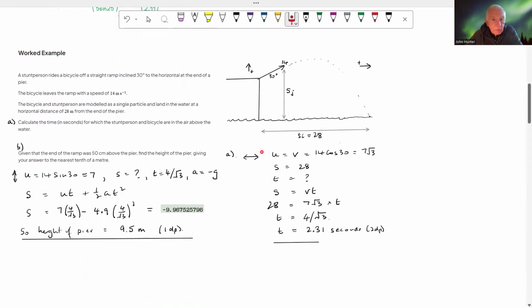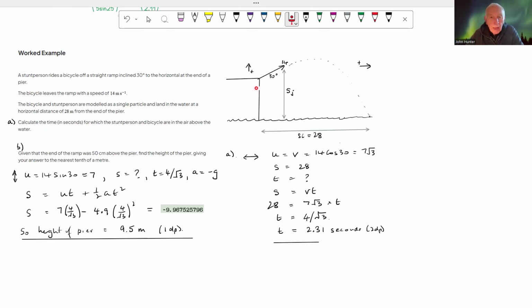Let's have a look at this example here. A stunt person rides a bicycle off a straight ramp inclined at 30 degrees to the horizontal at the end of a pier. The bicycle leaves the ramp with a speed of 14 meters per second, and the bicycle and person are modeled as a single particle and land in the water at a horizontal distance of 28 meters from the end of the pier. Part A: calculate the time in seconds for which the particle is in the air above the water. So this is what we might term the time of travel.